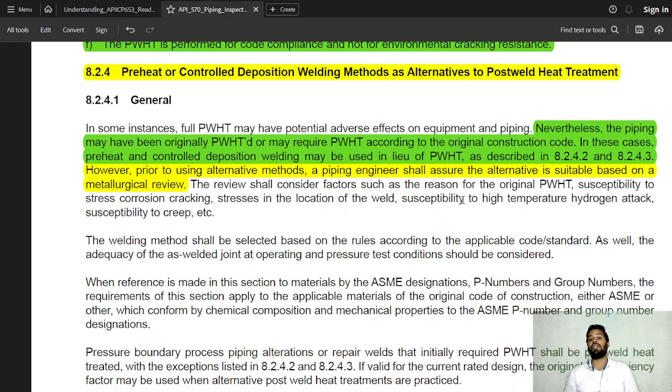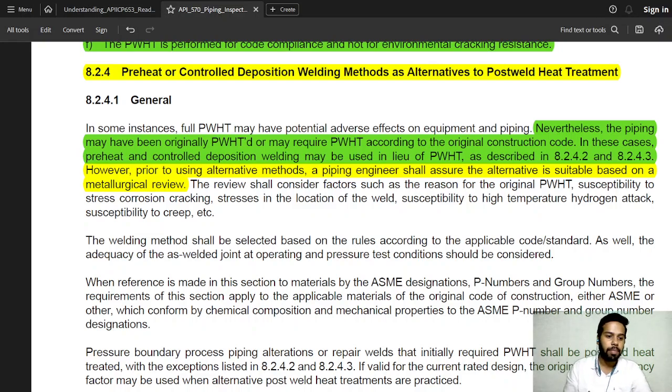Preheat or controlled deposition welding as alternative for post-weld heat treatment. So sometimes, in most cases, post-weld heat treatment is required, but there is an alternative to post-weld heat treatment. This is known as controlled deposition welding. So in controlled deposition welding, generally you have a single pass, and when you apply the additional passes on top of it, the additional passes will relieve the bottom passes and you would not need to have done post-weld heat treatment. So it's something like this.